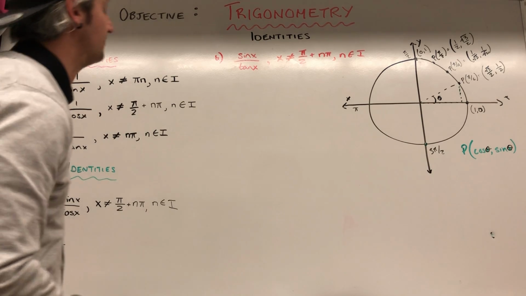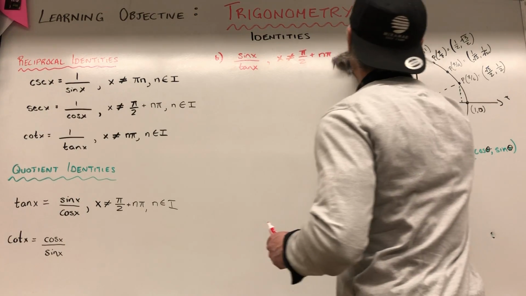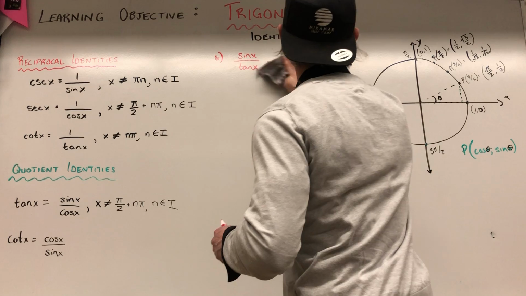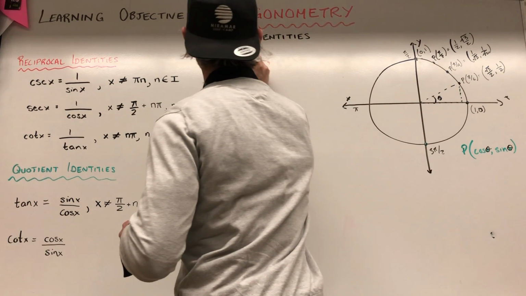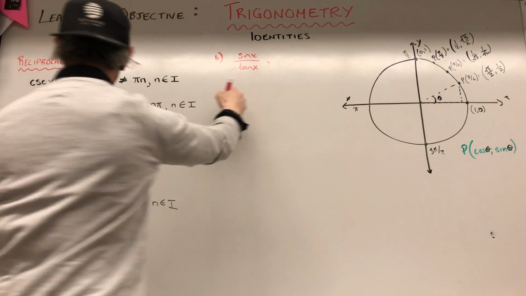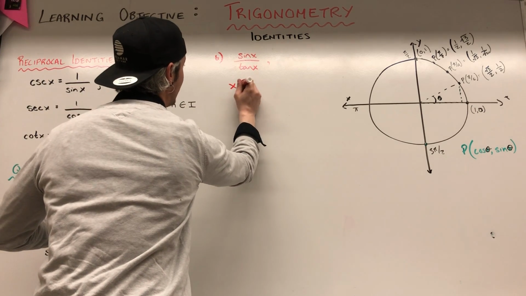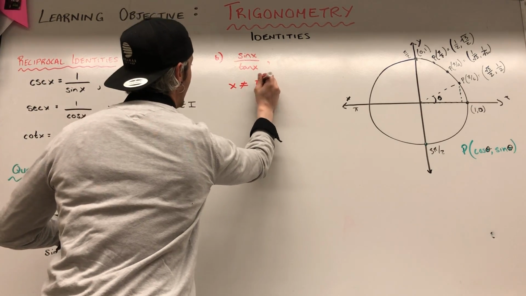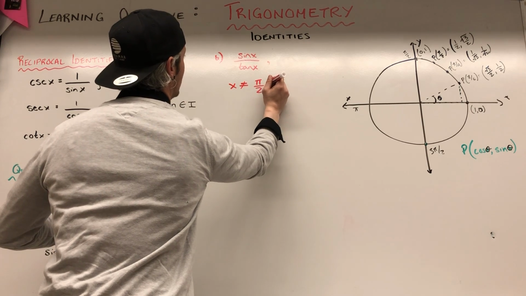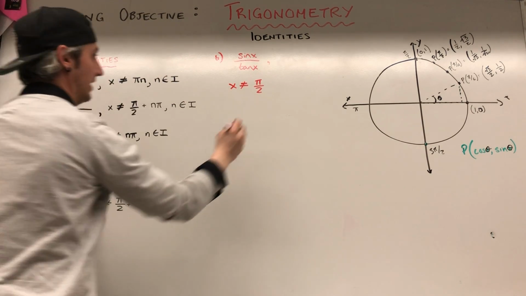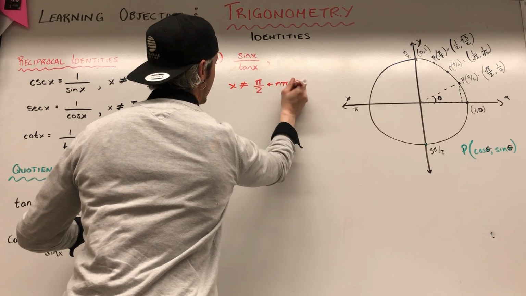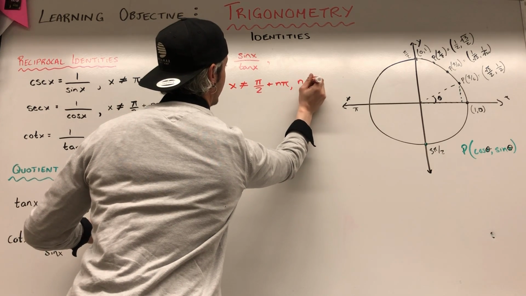Okay, yeah, so I did that wrong. My bad. Okay, so the first thing we need to do is look at tan of x itself, okay? And when we look at tan, we know that the non-permissible values are this. So that's one non-permissible value. x cannot equal pi over 2 plus n pi, where n is an element of the integers.